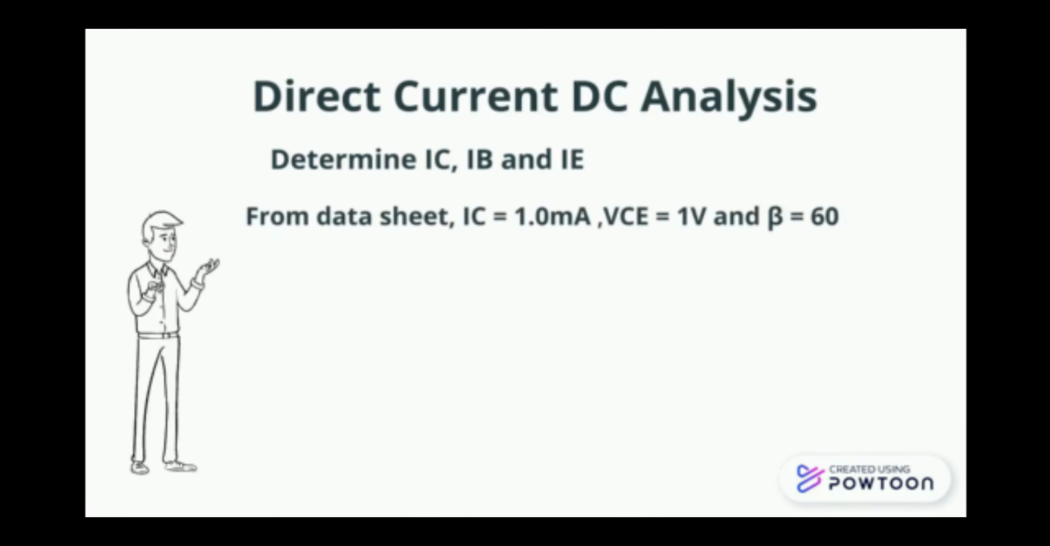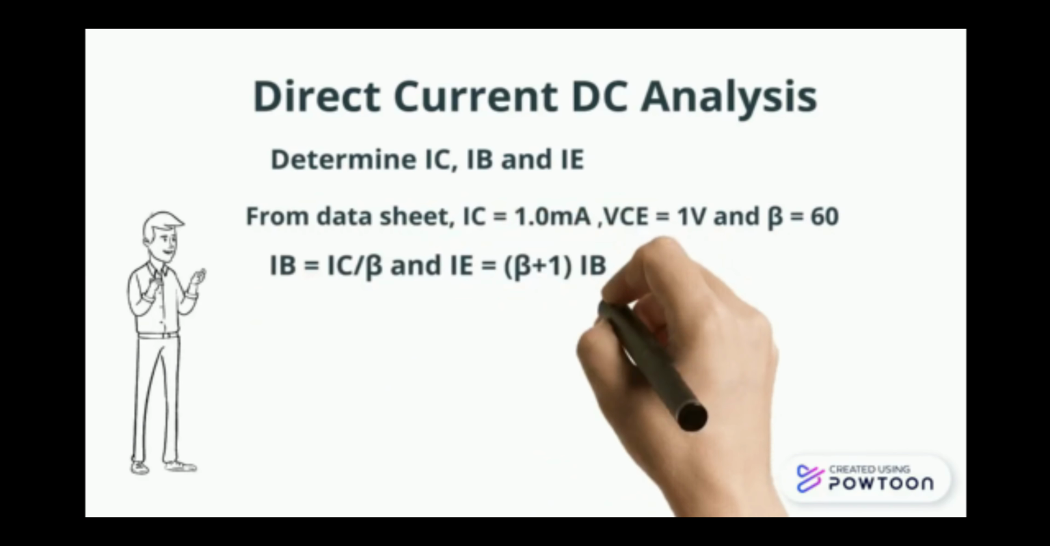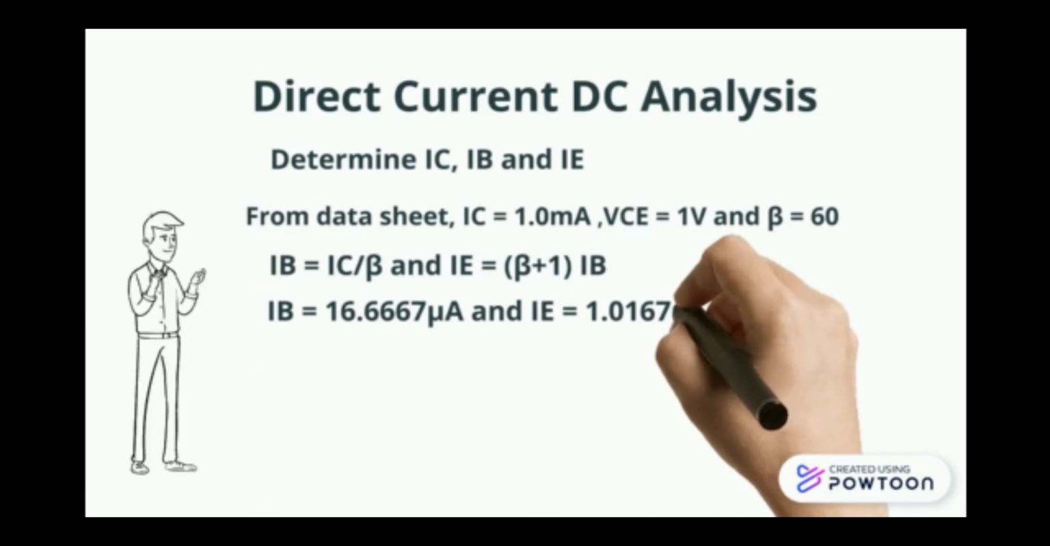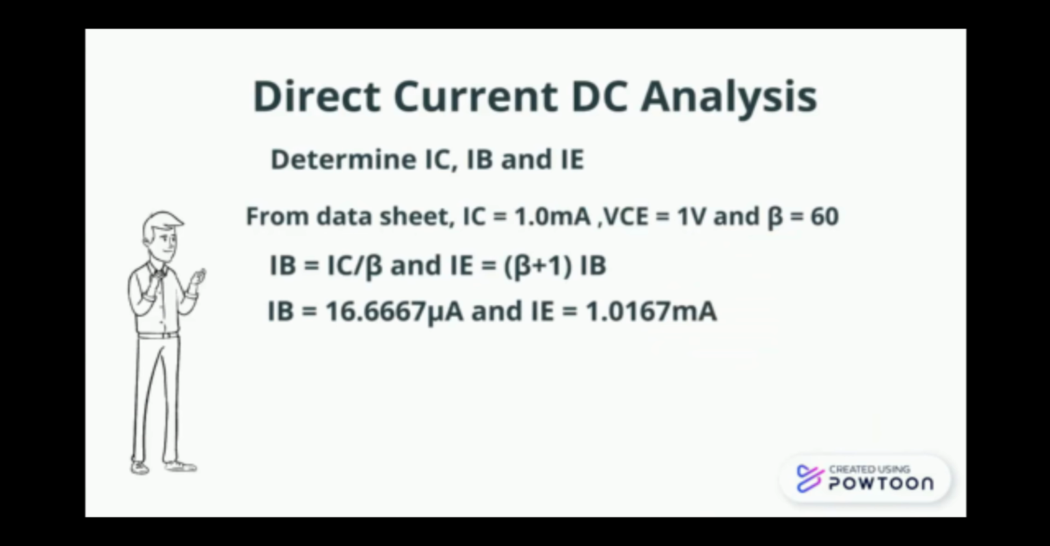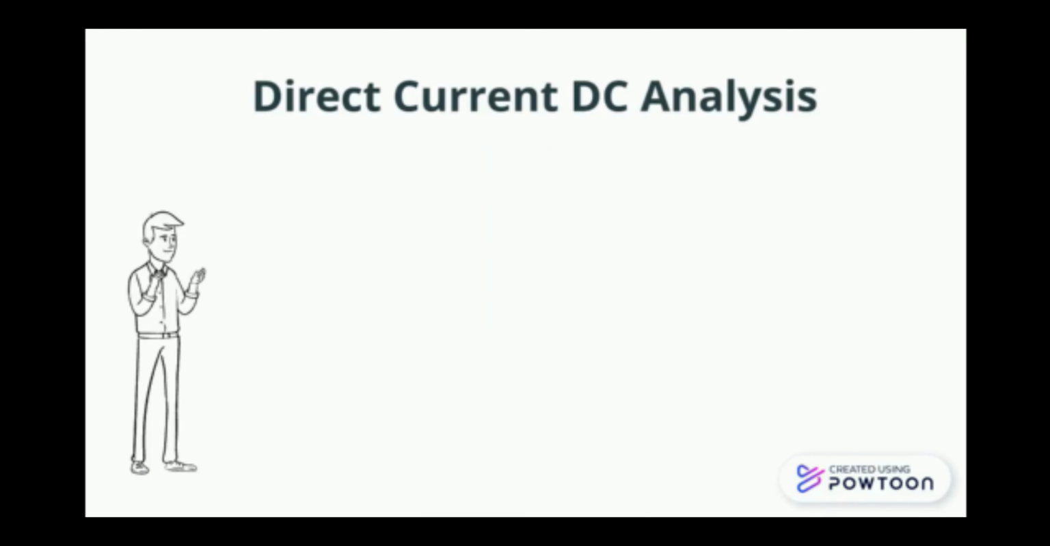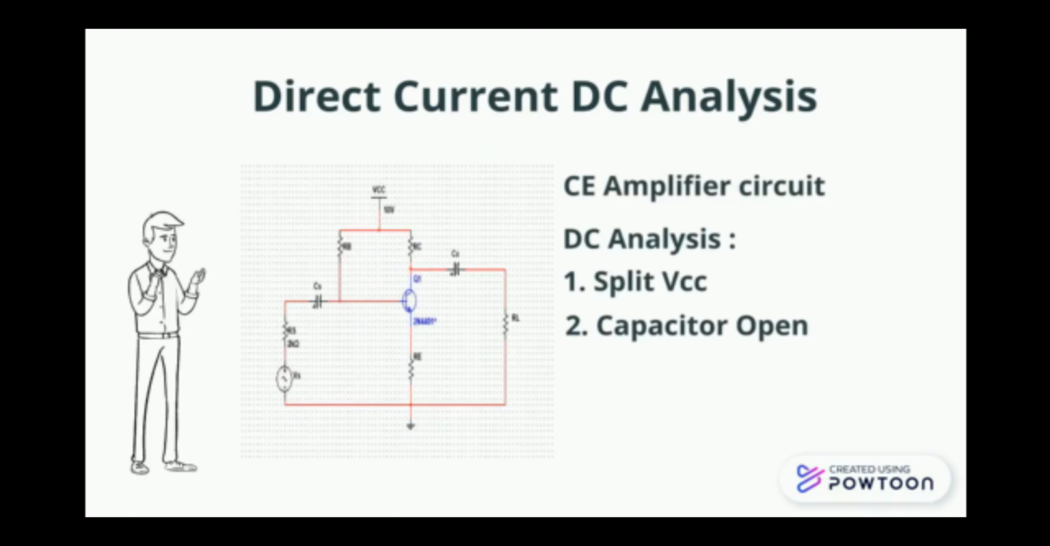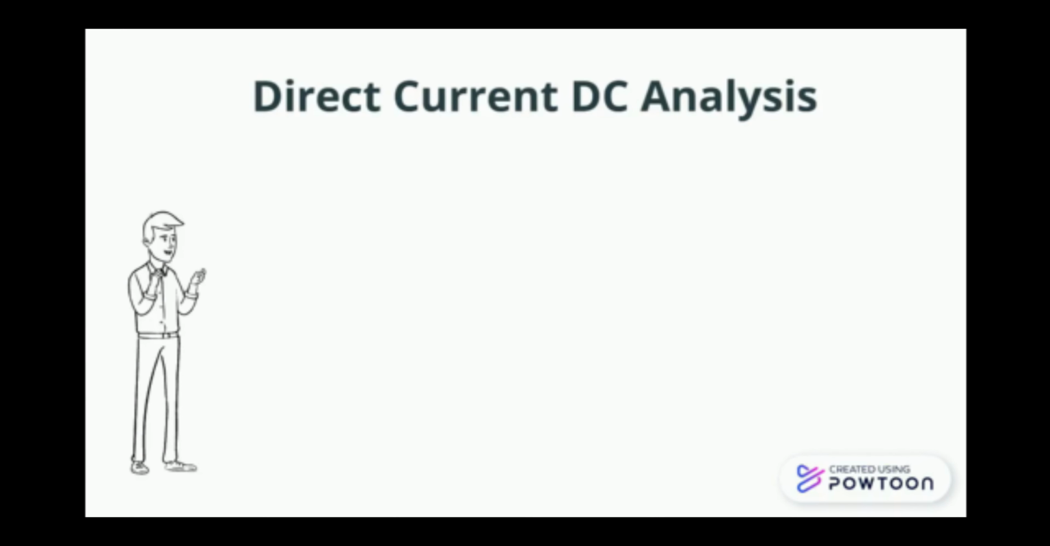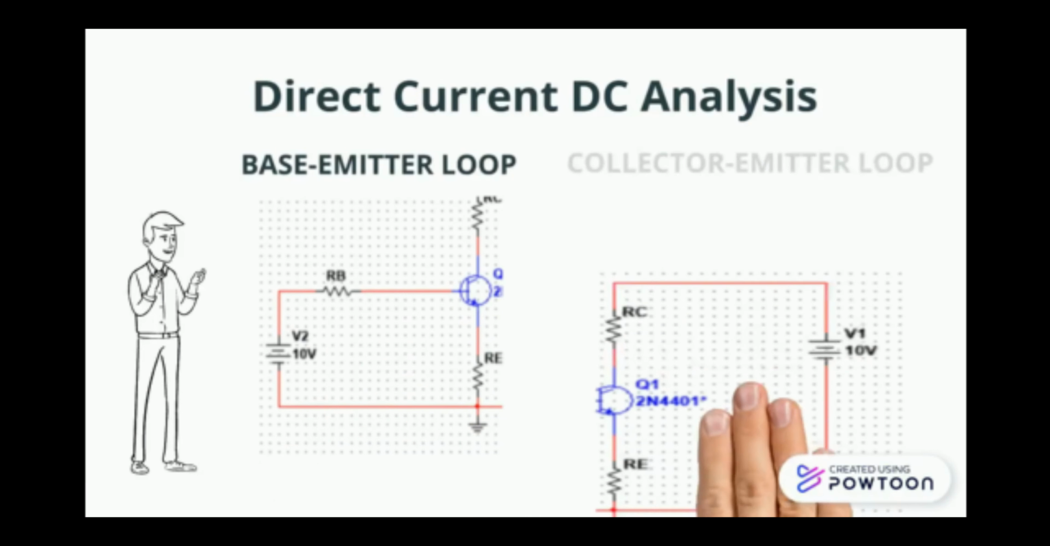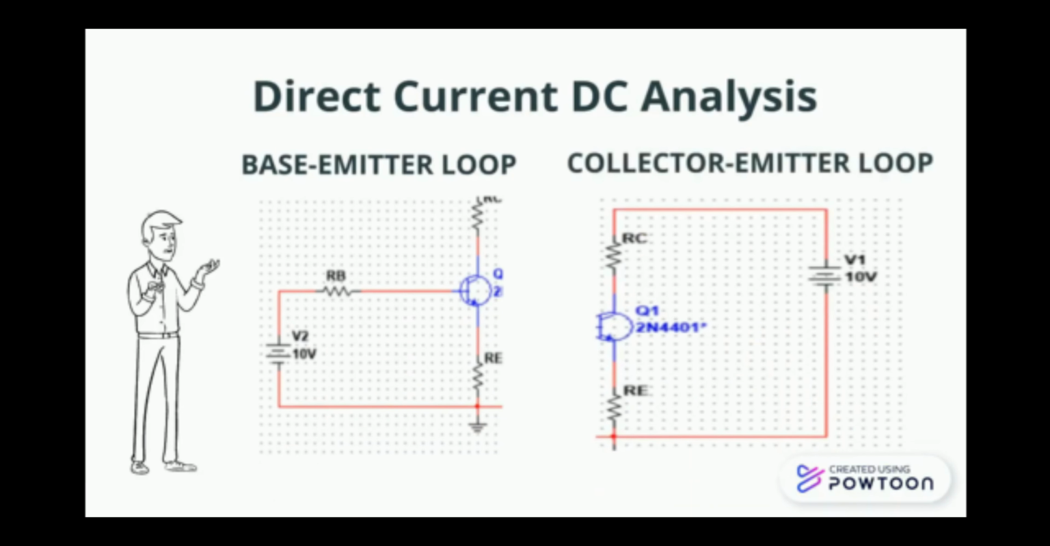Okay, now we already have beta and the values of IC and VCE. Now we can find IB and IE because IC, IB, and IE are related to each other and to the value of beta. Okay, now how do we do DC analysis? For DC analysis, we need to do two things first. First, short VCC, and second, open the capacitors. And then we get these two loops, the base emitter loop and the collector emitter loop.